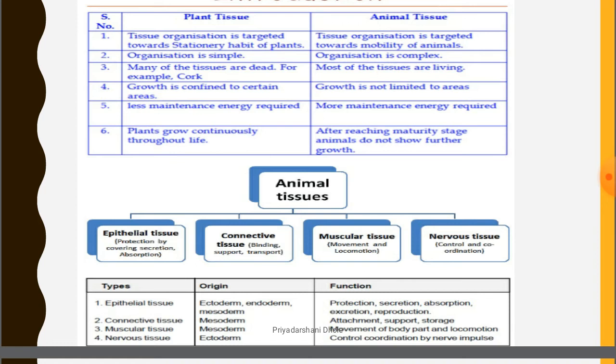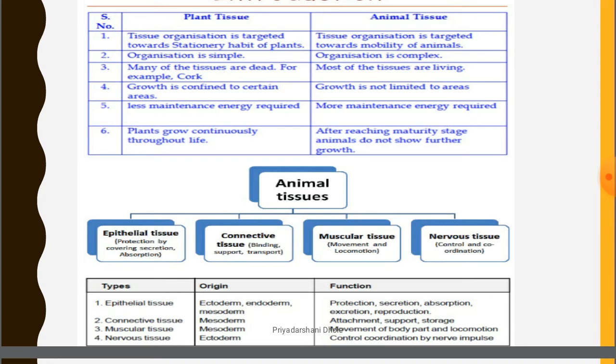Now, these are the types, their origin and function. First, epithelial tissue is of ectodermal, endodermal, and mesodermal origin. There are three germ layers in the human body: ecto means outside, endo means inner, and meso means the middle layer. Now, what are the functions of epithelial tissue? Protection, secretion, absorption, excretion, and reproduction.